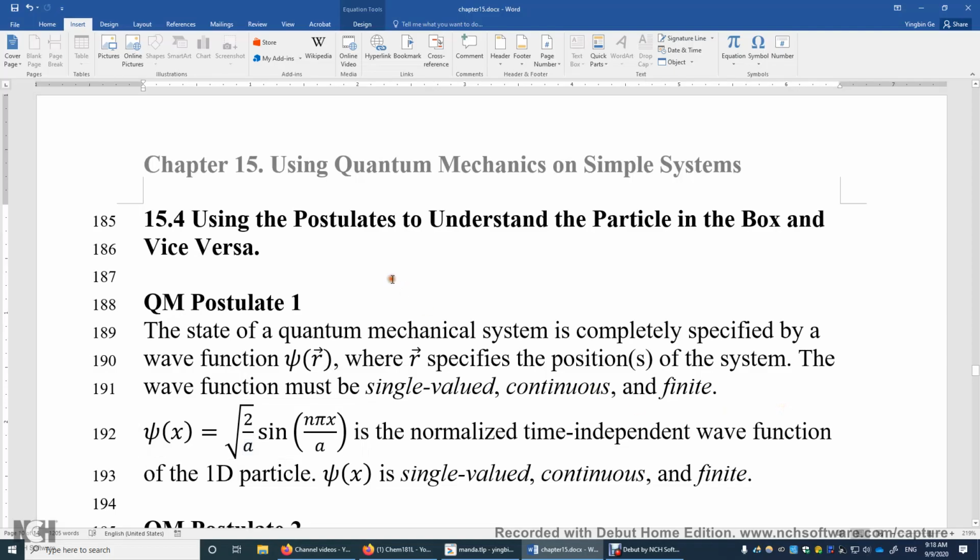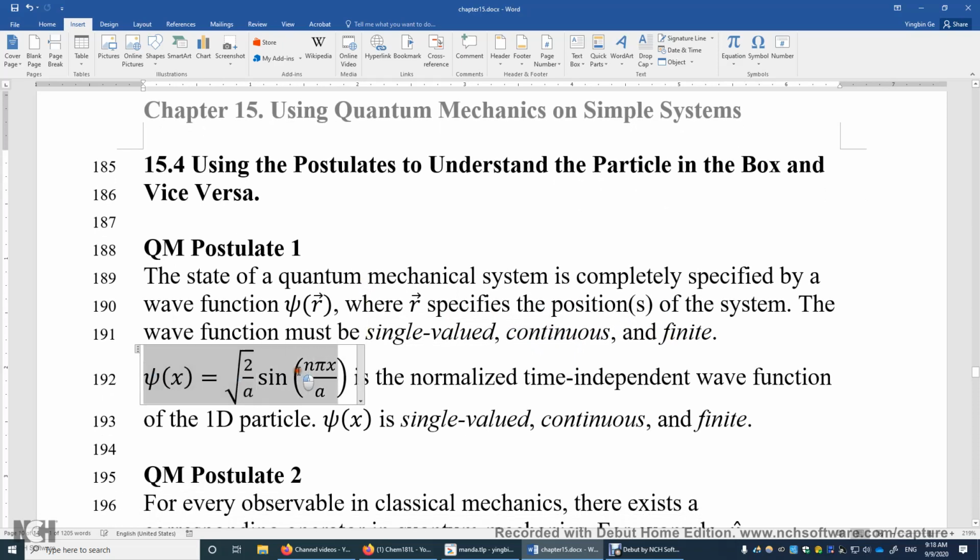Section 15.4. Using the postulates to understand the particle in the box and vice versa. Quantum mechanical postulate 1. The state of a quantum mechanical system is completely specified by a wave function psi of the positions of the particles. If you know psi, you know everything about the system. The wave function must be single-valued, continuous, and finite.